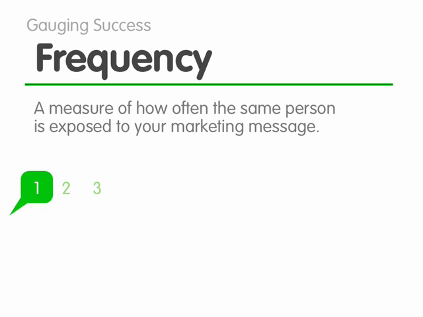Frequency is another key measure for marketers. It gauges how often the same person is exposed to your marketing message. Research has shown that in consumer goods marketing, people must be exposed to a message 7 or more times before they even notice a marketing message. It may take more than a dozen times before they act on that message.